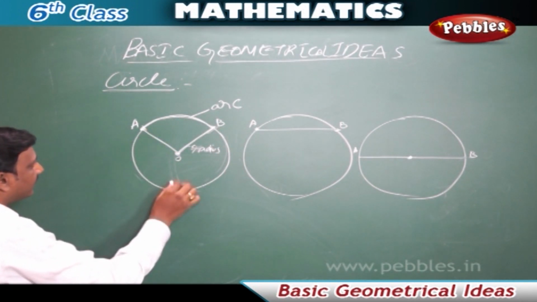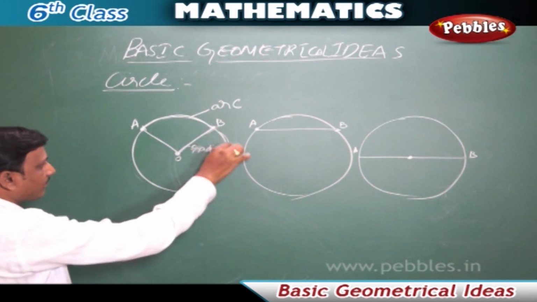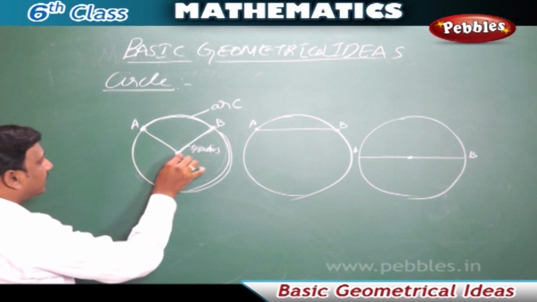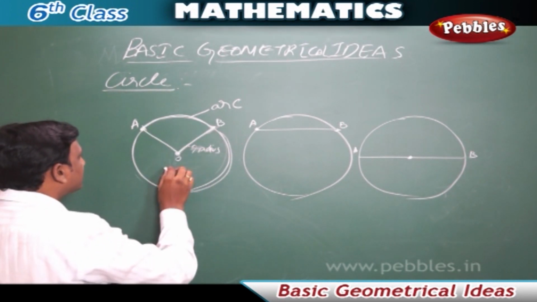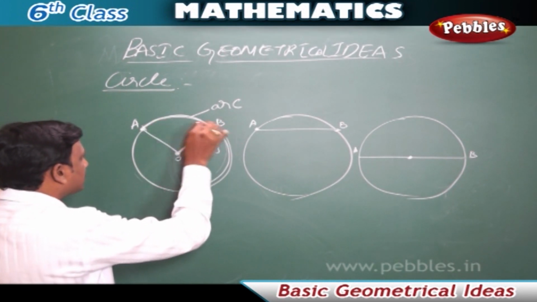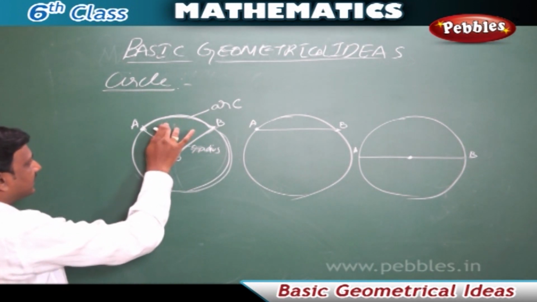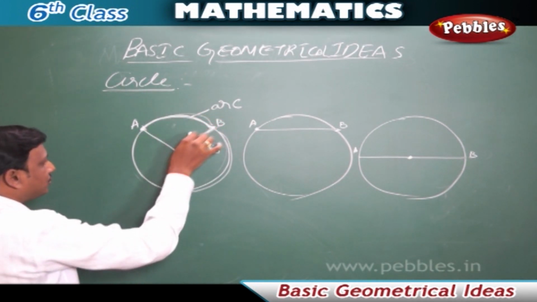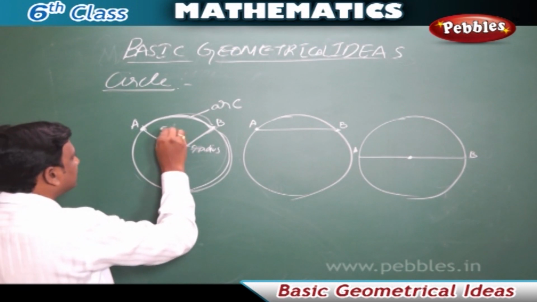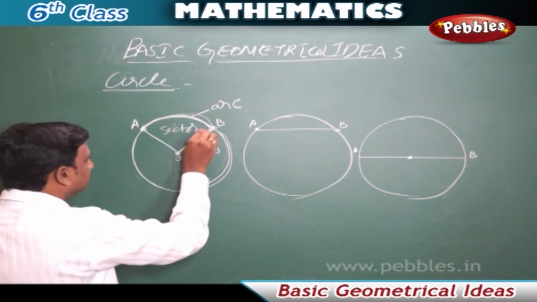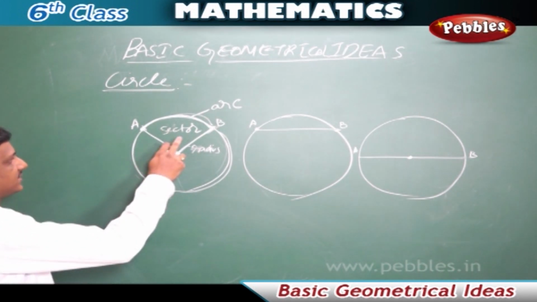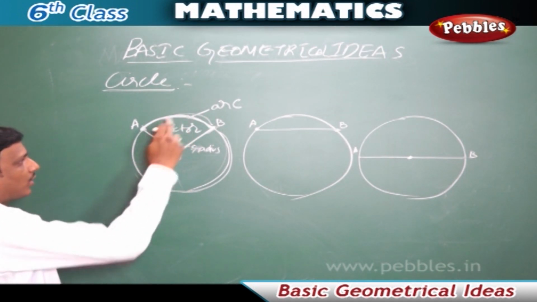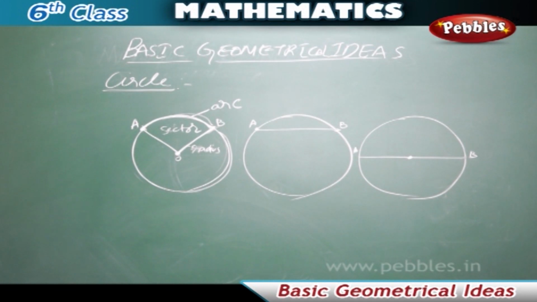Now, here it has got 2 radii and 1 arc. So the part of the circle that is covered by an arc and 2 radii is called a sector. This part is called a sector. So this sector is enclosed by 2 radii and 1 arc.